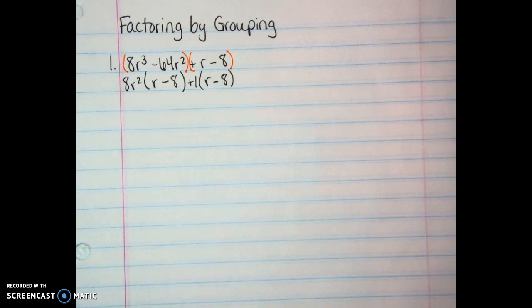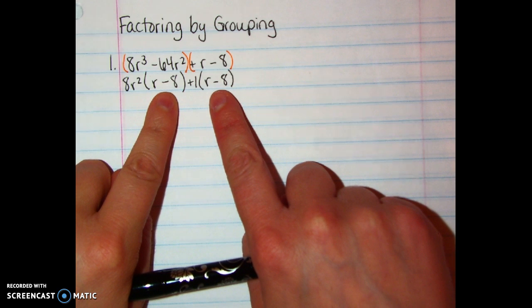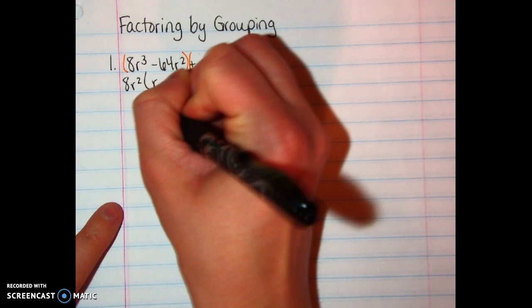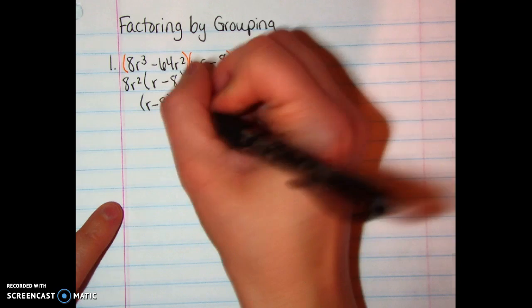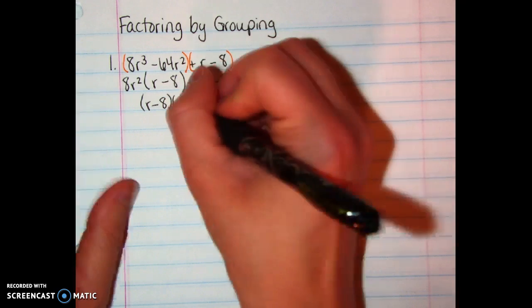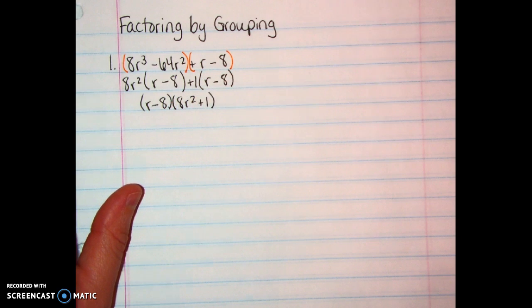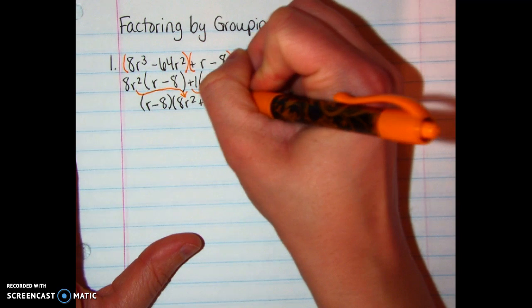At this point, these 2 should match, because those are one of your answers. If these 2 inside the parentheses do not match, you need to go back and re-look at your GCFs. One of your answers is r minus 8. Do not write it twice, just once. Your other answer, or your other factor, is 8r squared plus 1. If you're not sure where I got those numbers from, 8r squared and the 1.